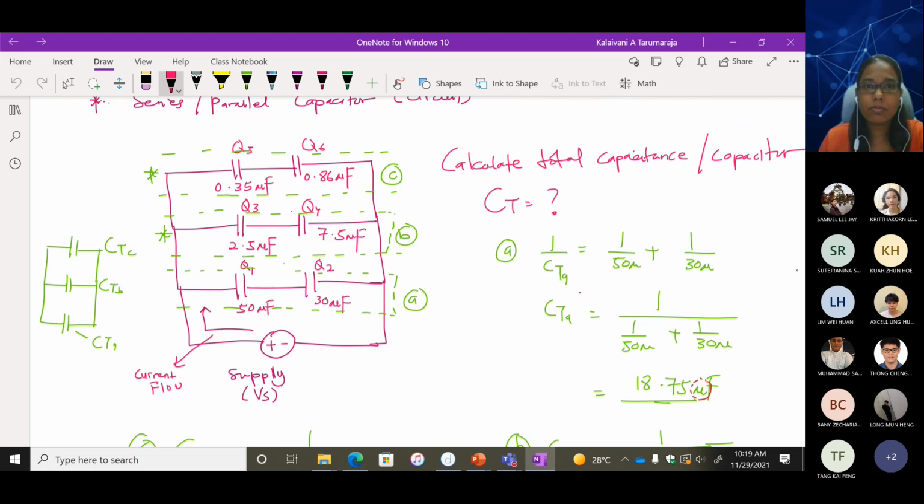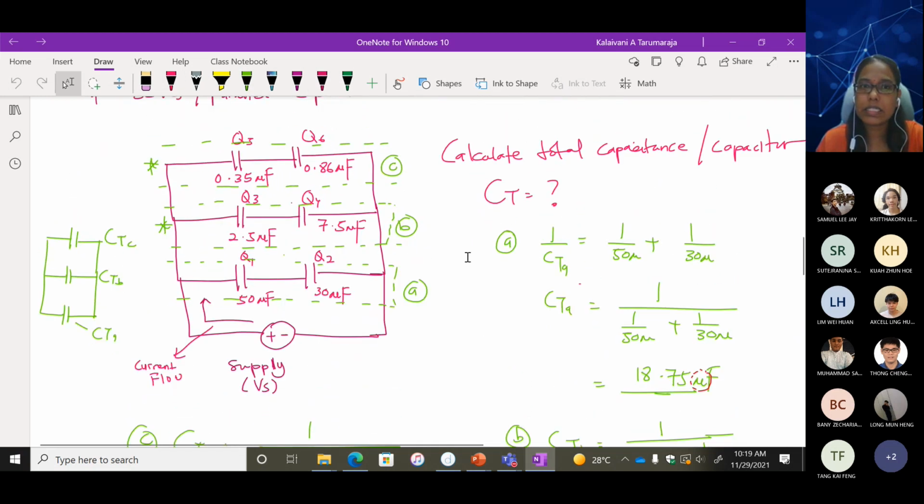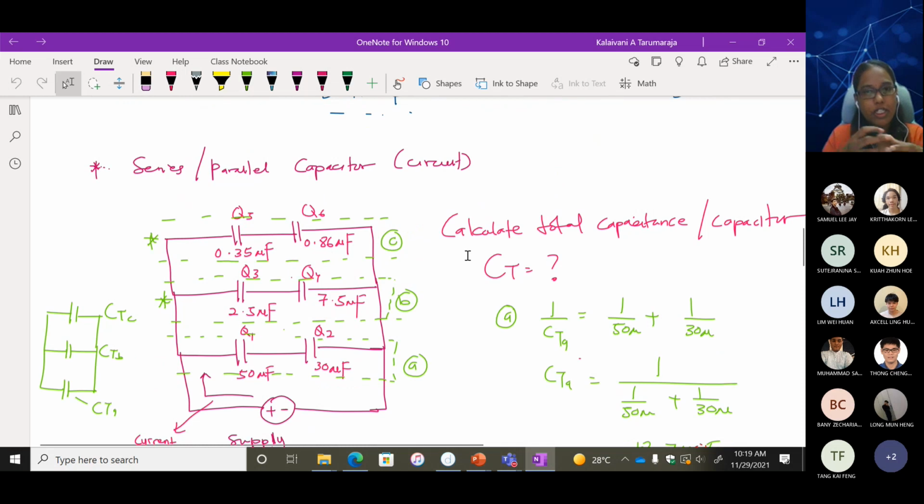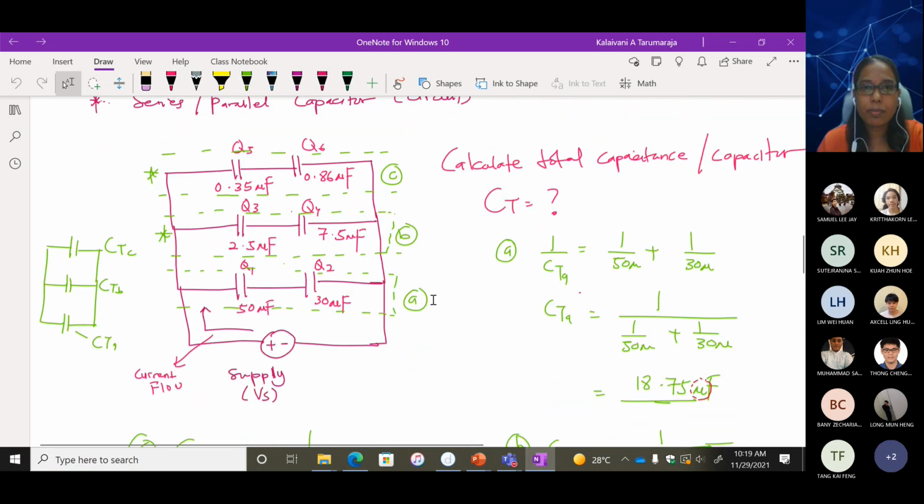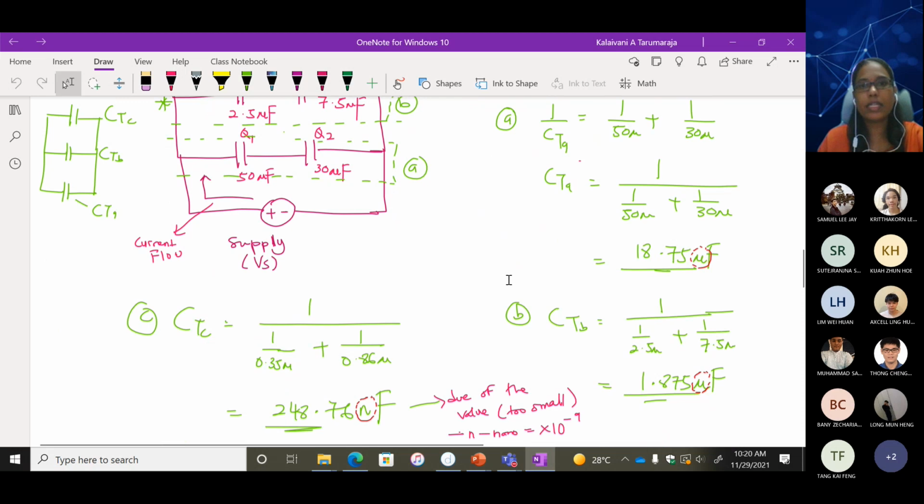Since from here you can see we already divided it into part A, part B, and part C. It means we did some separations based on part A, part B, and part C. So you have part A, part B, and part C. Once you do the calculations for part A, you go on with the next one and the next one.